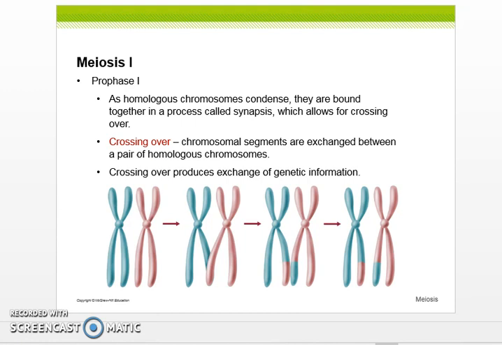Crossing over is when chromosomal segments are exchanged between a pair of homologous chromosomes. Crossing over produces exchange of genetic information. So here you can see we have a set, and then all of a sudden it's changed. He's taken a little bit of this and they've just swapped them. Okay, here again, they've swapped.